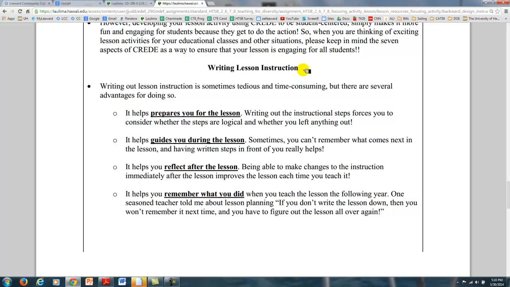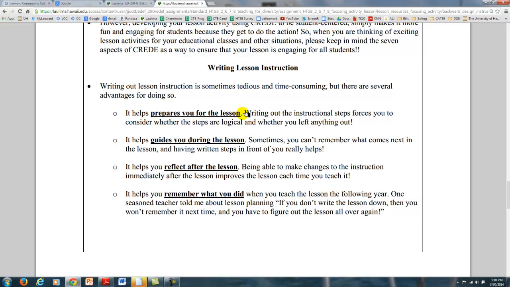You're going to have something in which you can assess, and it's going to be something connected to your lesson outcome. And then finally, you're just going to need to make sure that you have written out your lesson instruction so that you will be able to use this as a tool for you in the following ways.